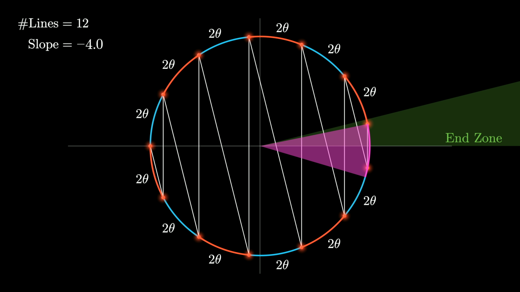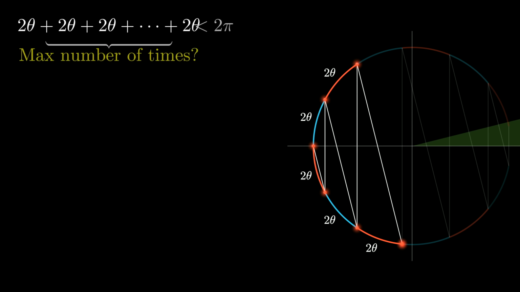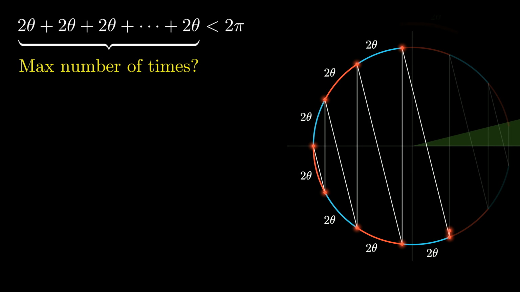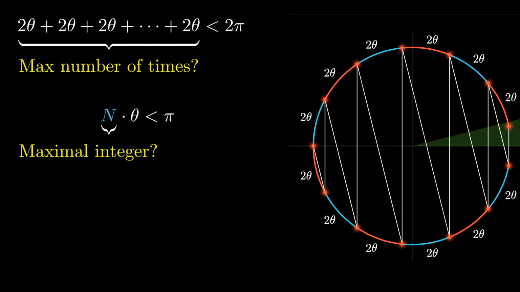So, how many arcs in total have we dropped down? Well, that's the same as asking how many times can you add some little value 2 theta to itself, up until the point where adding one more would bust you over the total circumference of the circle. And that total circumference covers an angle of 360 degrees, or 2 pi radians. Phrasing things slightly differently and dividing out by that 2, what is the biggest number that you could multiply by this angle theta such that it stays smaller than pi?